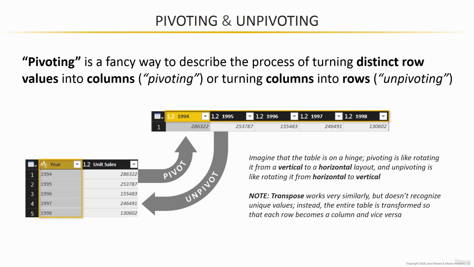from horizontal. Now, one thing to note, there's another tool in the query editor called transpose, and that works in a really similar way, but the difference is that it doesn't recognize unique values. So in a table like the one we're looking at here, where we don't have duplicate year values, transposing would yield the exact same result. But if instead we had two rows of 1994, for instance, pivoting would collapse both of those rows into a single 1994 column, while transposing would preserve both versions and keep each with a 1994 header.